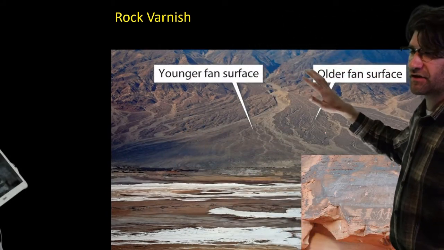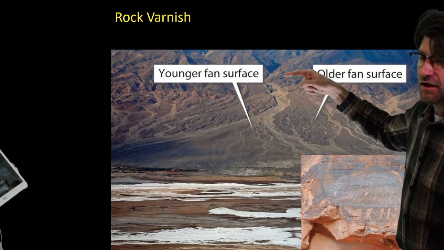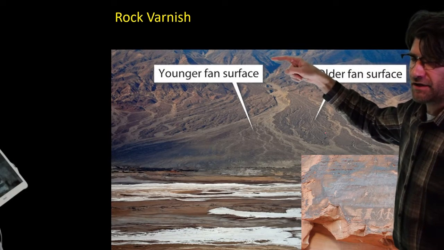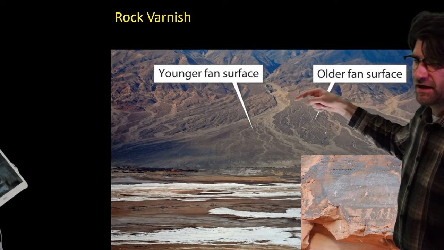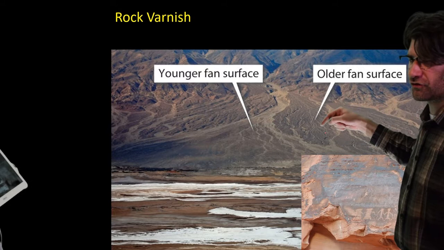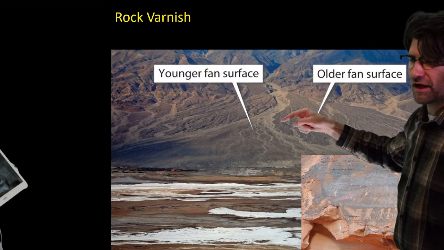This is a great example here on this alluvial fan. So here are the mountains here behind us, and they're dumping out the sediment, building up this big, thick alluvial fan. And right here, notice this darker surface versus this lighter surface.